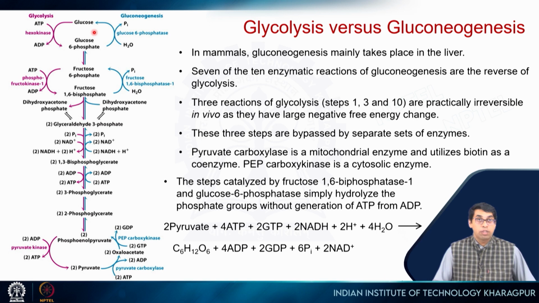So, if we talk about glycolysis, so going from glucose to pyruvate, there were 10 reaction steps. So, 7 reaction steps are exactly the same in gluconeogenesis. Only these 3 are the ones which are different. So, 3 reactions of glycolysis, that is step 1, which is this, step 3, which is this, and the last one, which is step 10. So, these are practically irreversible reactions in vivo, okay, as they have large negative energy change.